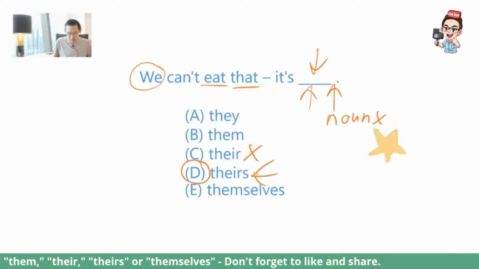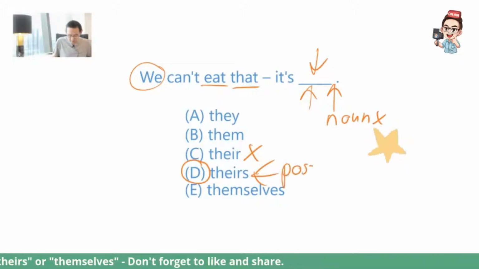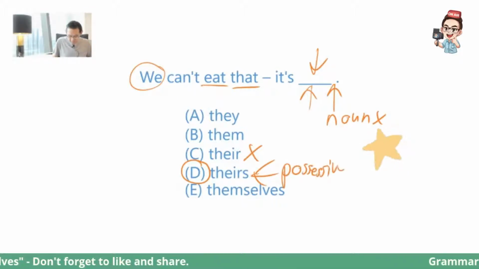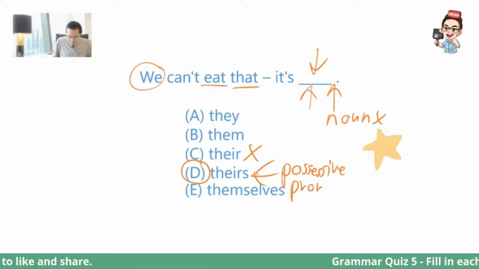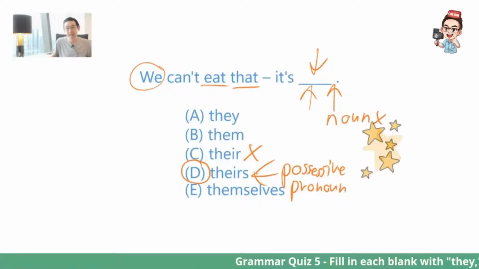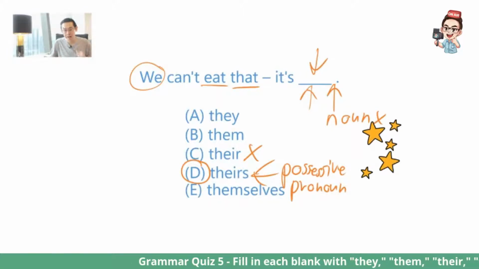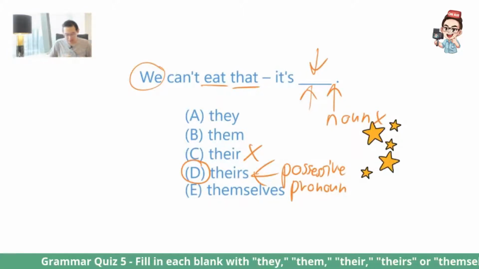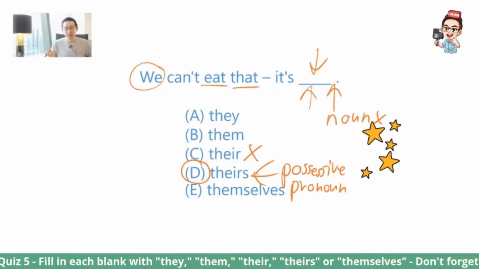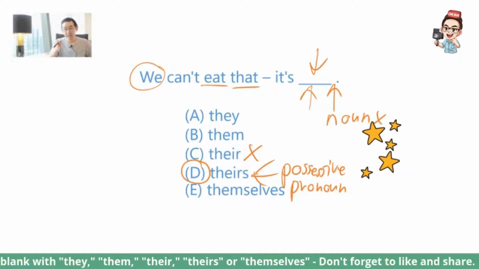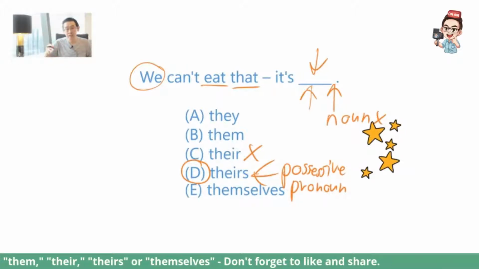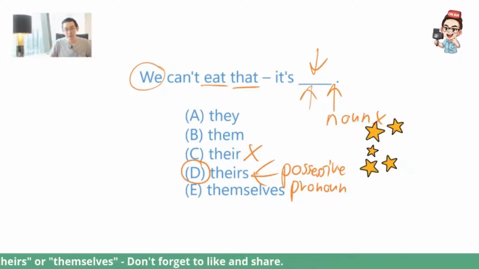This one is called a possessive pronoun, okay? Which we can write it like that. We can use a possessive pronoun by itself. So by reading this sentence, we understand that we can't eat that because why? That thing, maybe a plate of food, belongs to another group of people, all right?